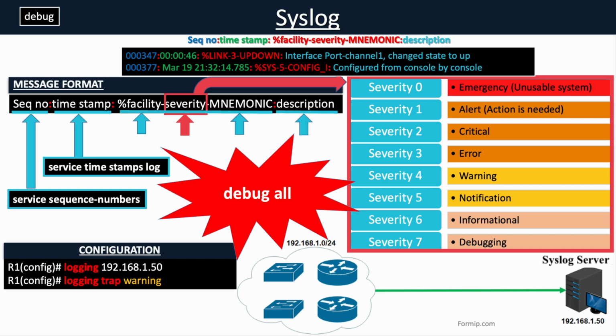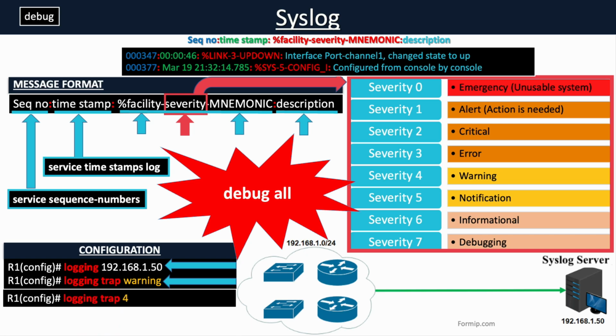Now let's move on to the configuration. To commission a Syslog server, you must indicate the IP of the Syslog server and the degree of severity of the logs. On all the equipment from which you wish to retrieve these logs, the logging command allows you to specify the IP of the Syslog server. Here, it will be 192.168.1.50. And the logging trap command allows you to define the degree of severity. In the example, the warning option corresponds to severity 4. We could have very well done a logging trap 4. It works too.